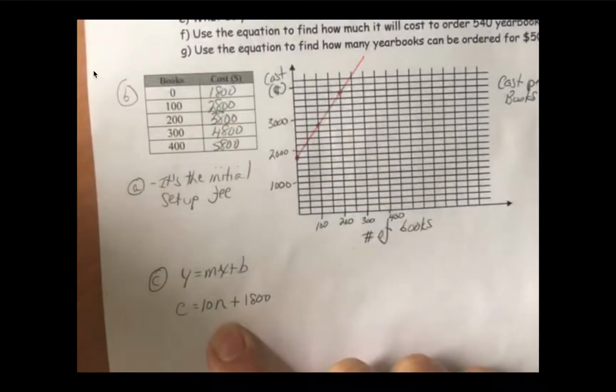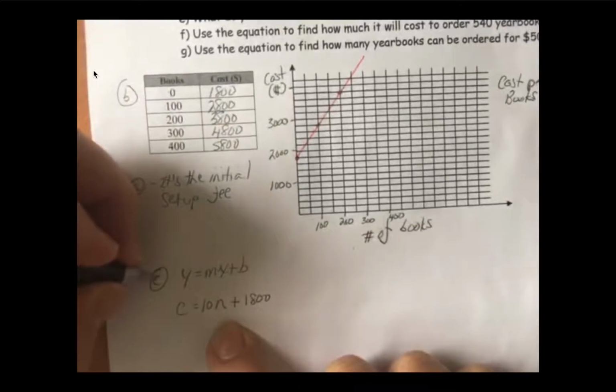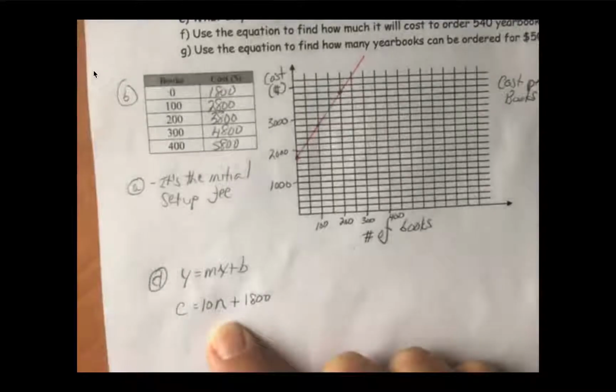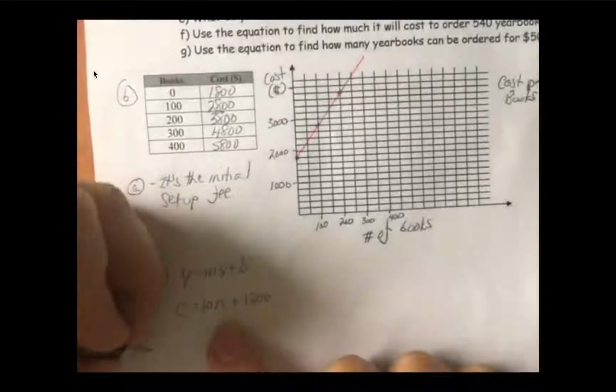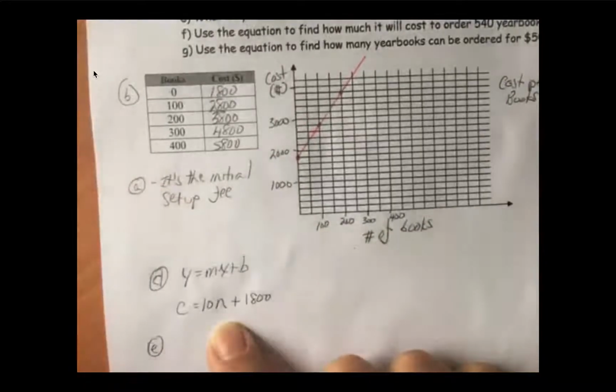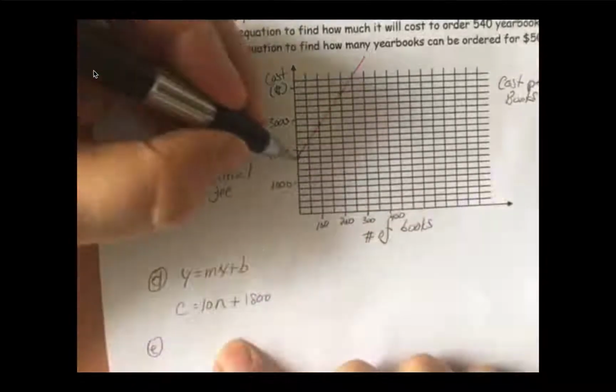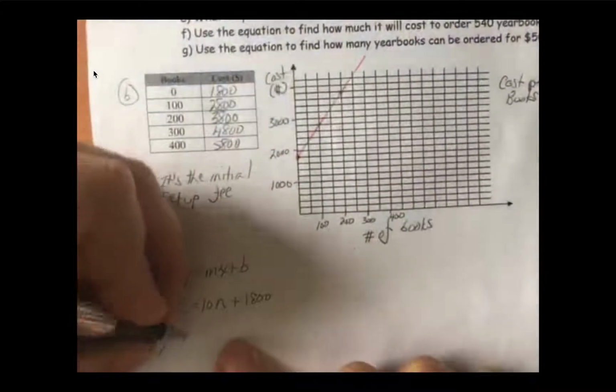Okay, and I wrote that down. That's not C, that is D right here. That's part D that we're answering. Okay, what do we notice about the location of the fixed cost? That's what E is asking us. Well, it's where the line intercepts the y-axis, right? At that value, 1,800.